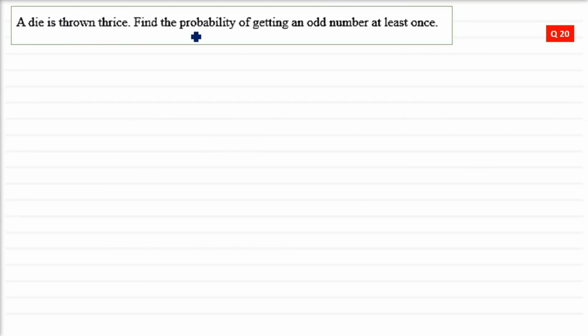probability properly. A die is thrown thrice. Find the probability of getting an odd number at least once. So I am saying a die is being thrown.